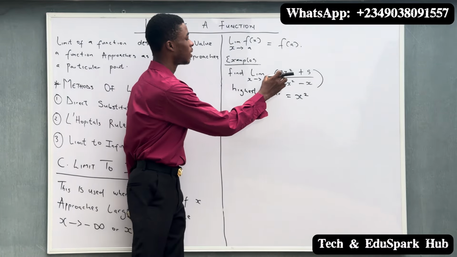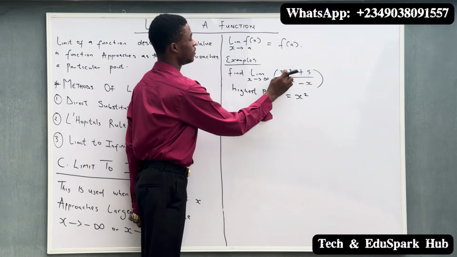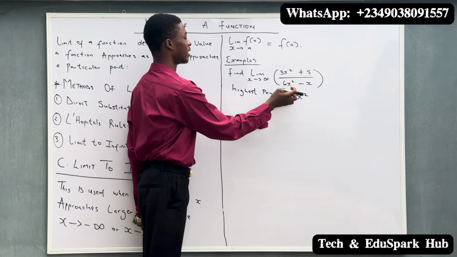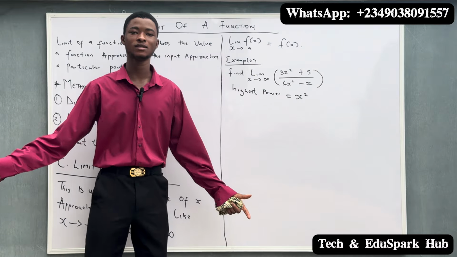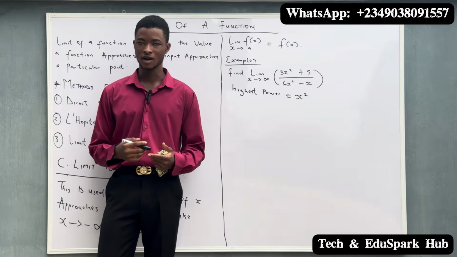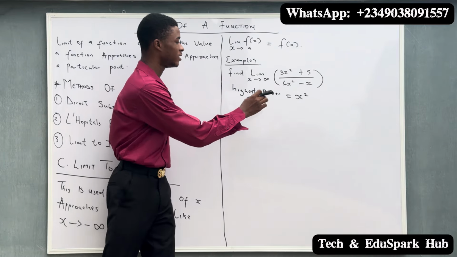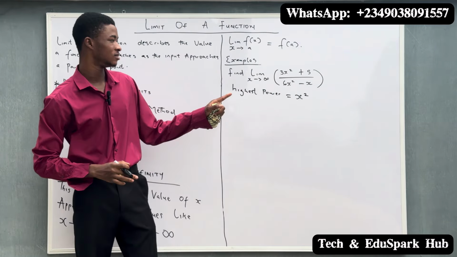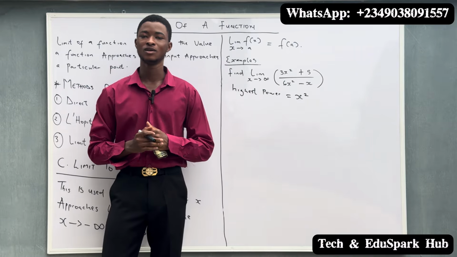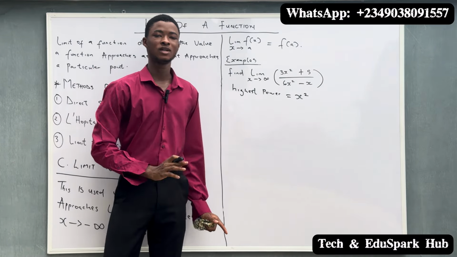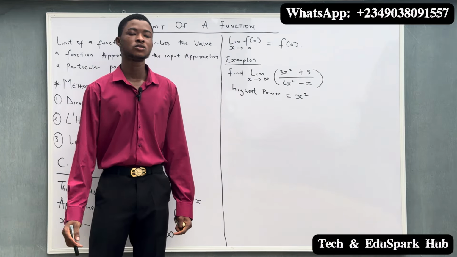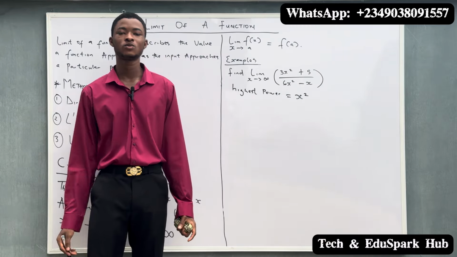But if the power is equal, you can see in this case, we have x squared in the numerator and x squared in the denominator. So the power is equal. You are still going to get a value. But if the power in the denominator is greater than the power in the numerator, you are going to get 0. So in this case, you are not expected to get 0 because the power is equal. So let's solve this question and see what we are going to get.